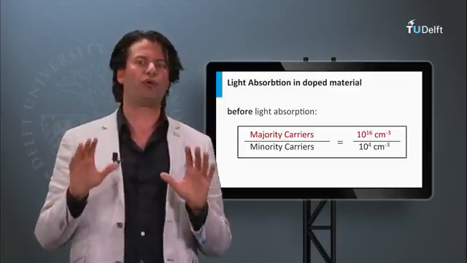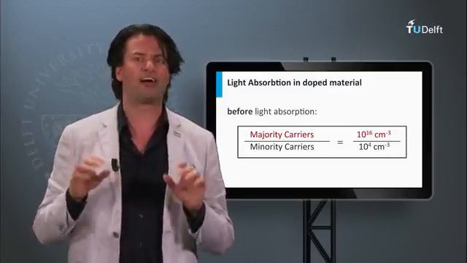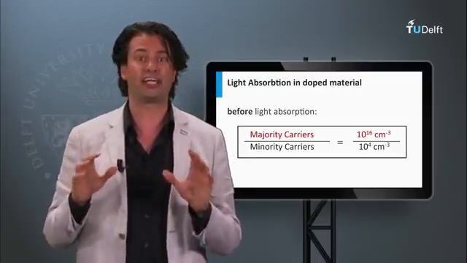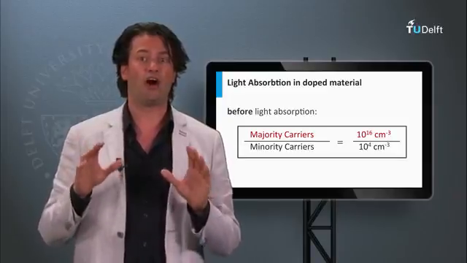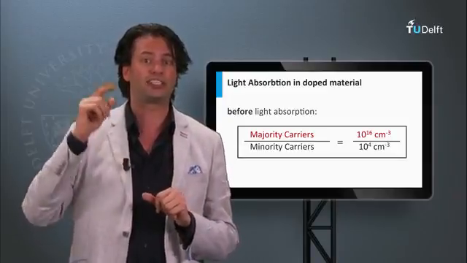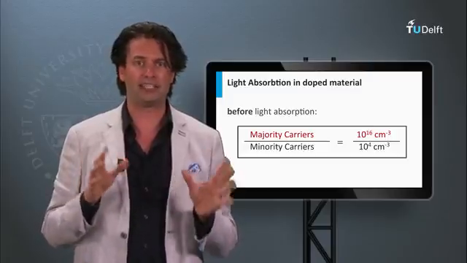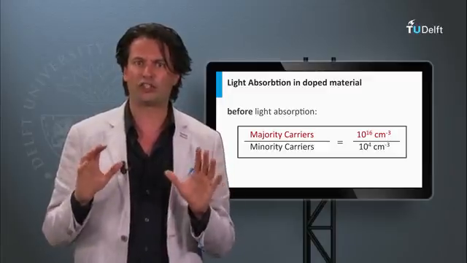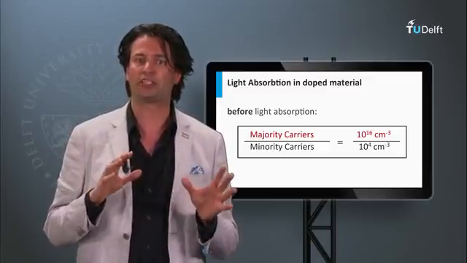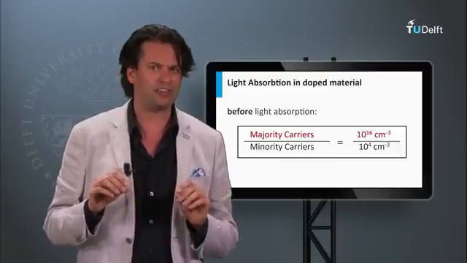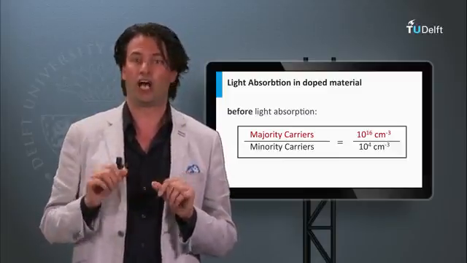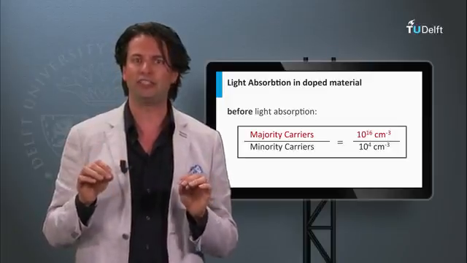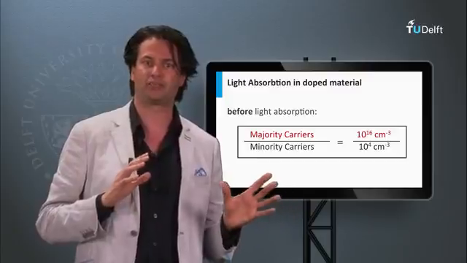Finally, in this block, I would like to discuss how light absorption affects the charge carrier density in doped materials. Let's consider again the situation with a density of majority charge carriers of 10 to the 16 per cubic centimeters and density of minority charge carriers of 10 to the 4th per cubic centimeters. Now let's assume we generate electron hole pairs by light absorption. We generate 10 to the 11th electron hole pairs per cubic centimeters. What will happen to the density of the majority and minority charge carriers?